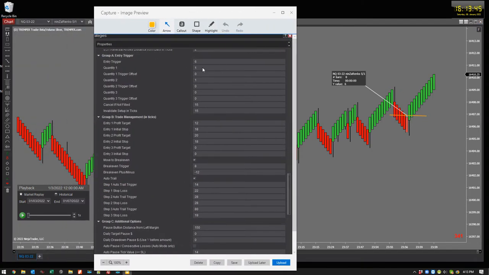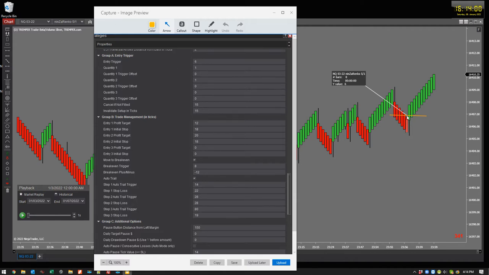Okay, quantity 1. So I'm going to throw on 1 quantity, and I have an offset of 0. So that means it's a market order. If I had an offset of a negative, it would be a limit order. If I had an offset of a positive number, then it's going to be a buy stop or a sell stop, whatever. In this case, it's a market order.